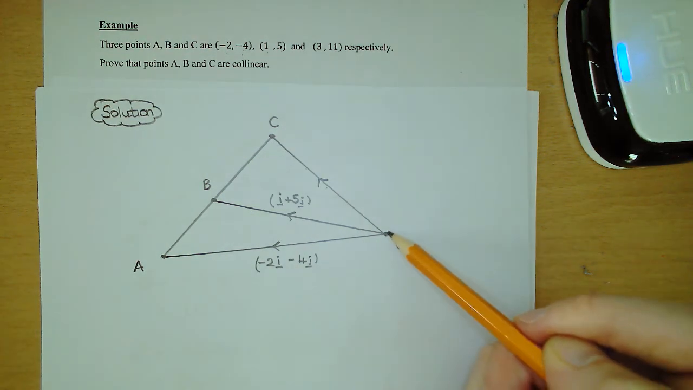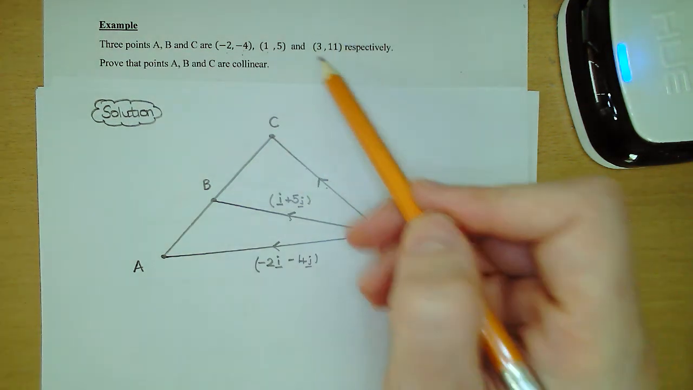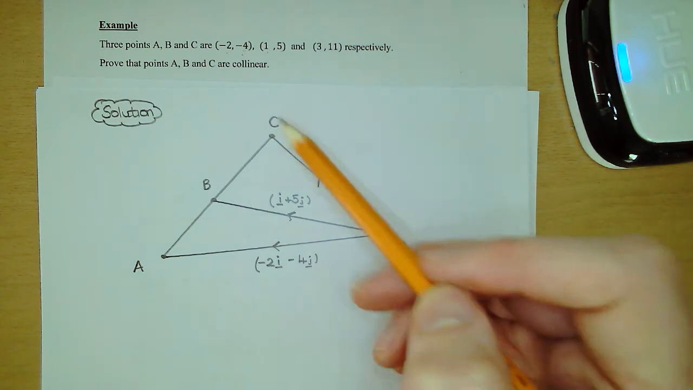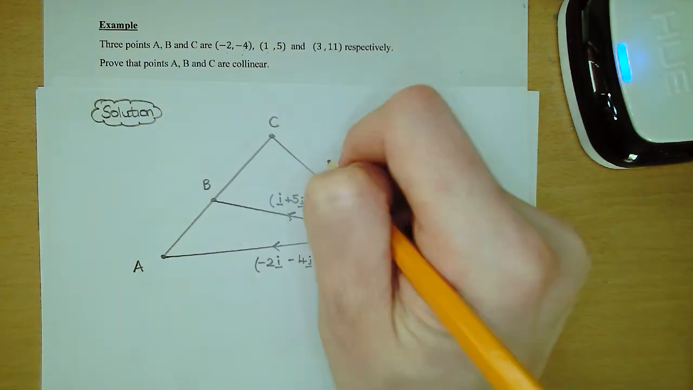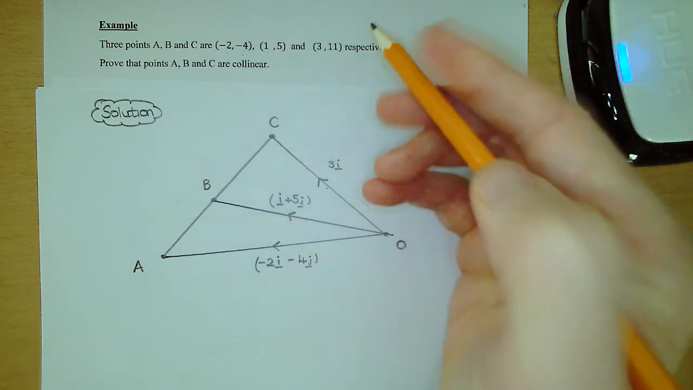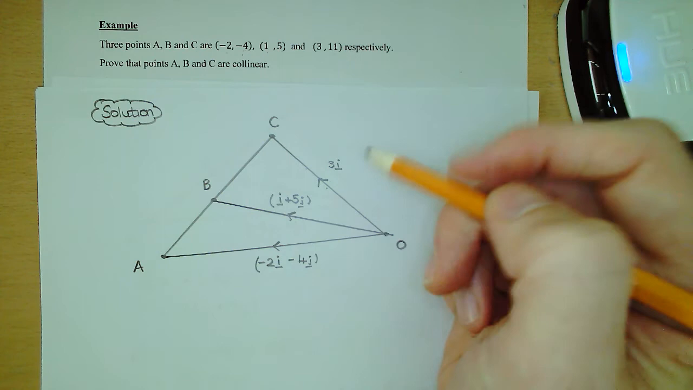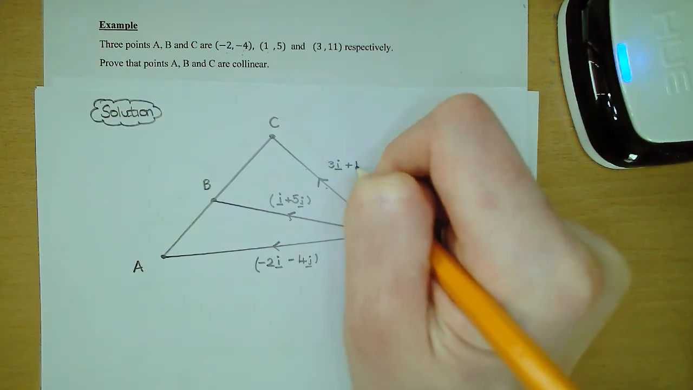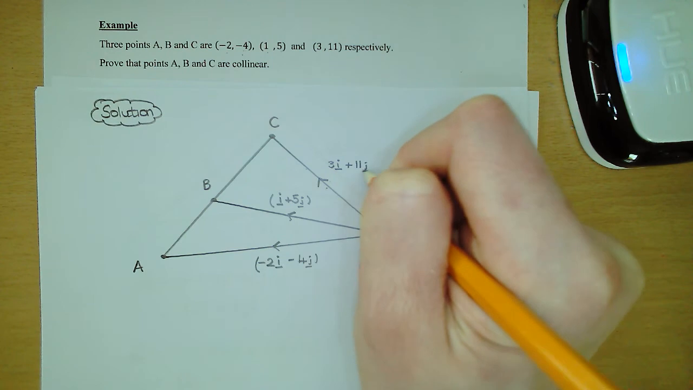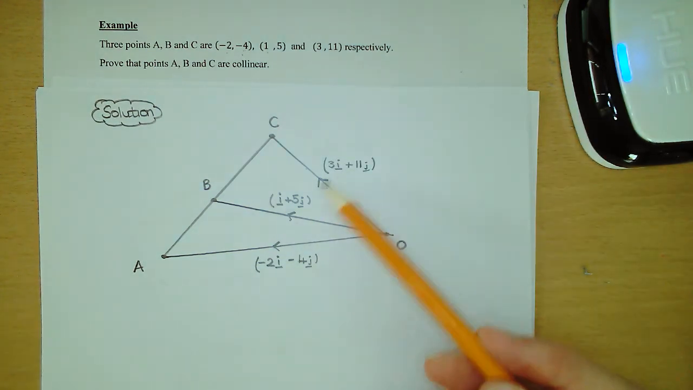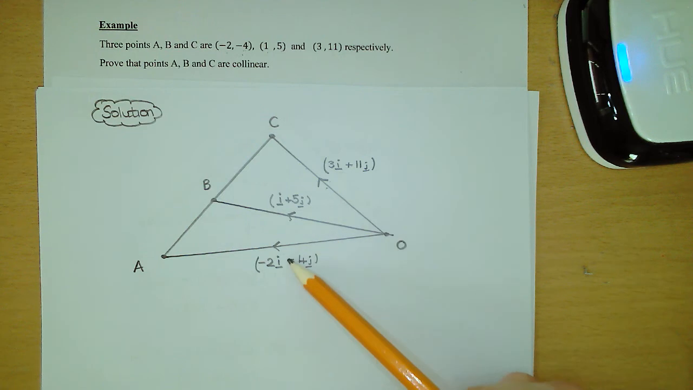And then finally, to get the position vector OC, we look at the coordinates of C. The x coordinate of C gives us the i component of the position vector, so it's going to be 3i. And then the y coordinate of C will give us the j component of the position vector, which will be plus 11j. And again, put brackets around it. So we've got our 3 position vectors in component form.